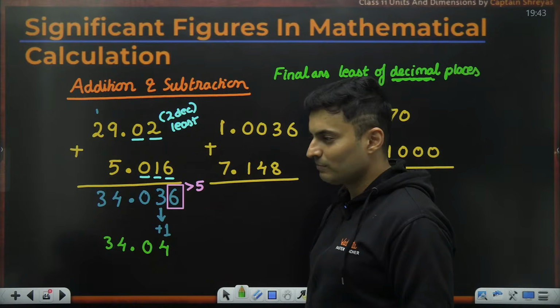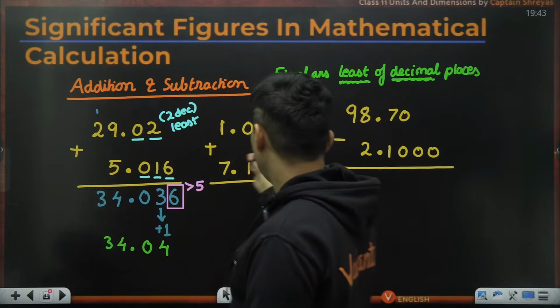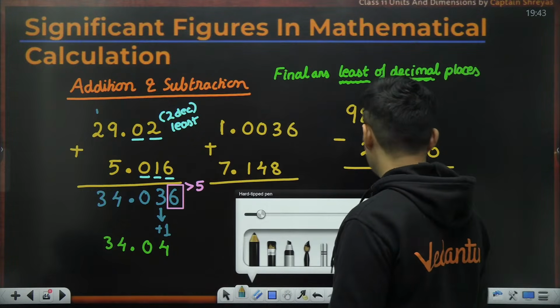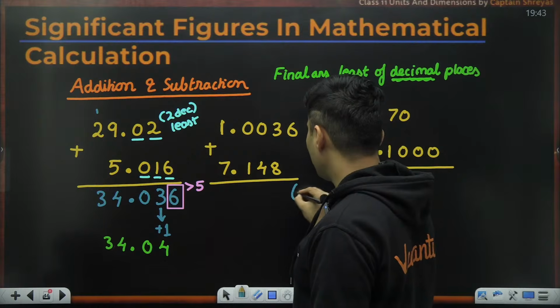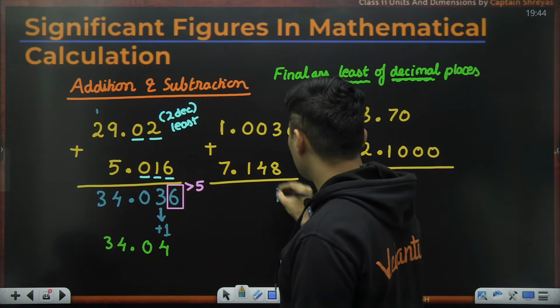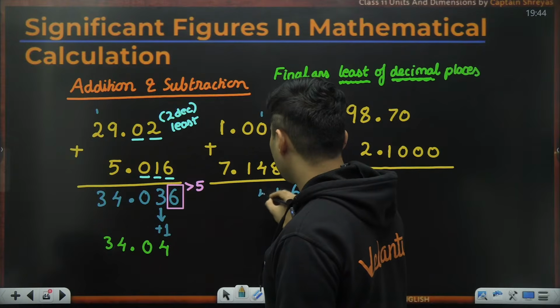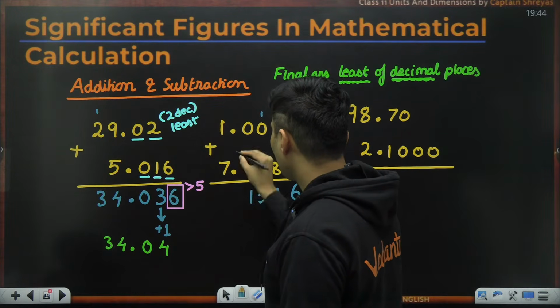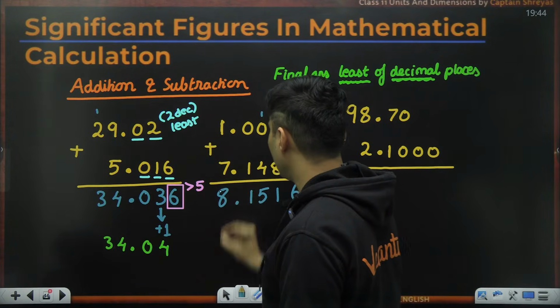Least of the 2. Okay, let's do this. What do we get? 6 plus 0 is 6. 3 plus 8, right? That's going to be 11. So that 1 carries forward and it becomes 5. And this is 1. And this is just going to be 8.